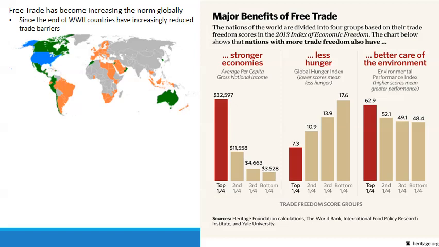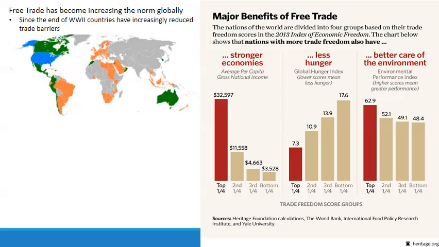So when we look at the major benefits of trade, you'll see here the nations of the world are divided into 4 groups based on their trade freedom scores in the 2013 Index of Economic Freedom. The chart below shows that nations with more free trade also have stronger economies. Look at the top 1/4 there, a huge difference. Average per capita gross national income is 32,579 at the top versus that bottom number of 3,528, which are countries that are very isolated from a trade perspective.